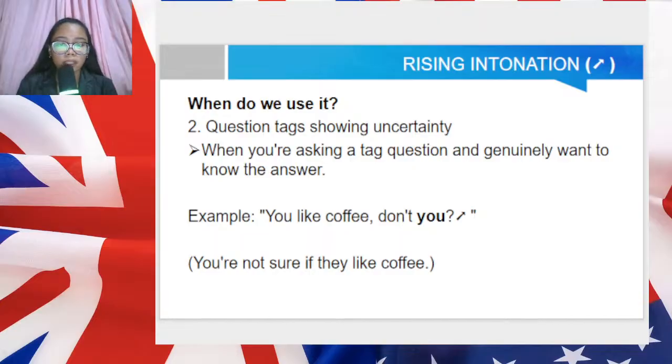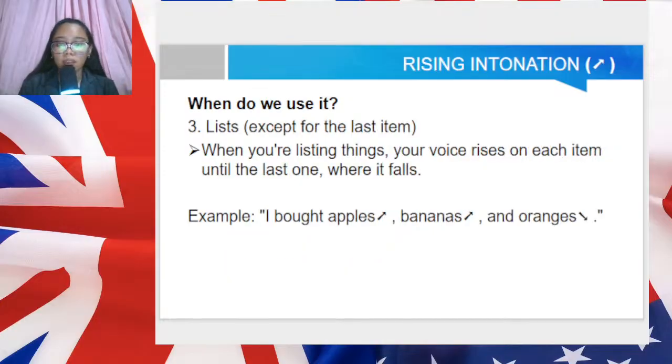All right. Next, we have here, we also use rising intonation when it comes to lists, except for the last item. Okay, so we also apply rising intonation on lists, except for the last item. So when you are listing things, your voice rises on each item until the last one where it falls.